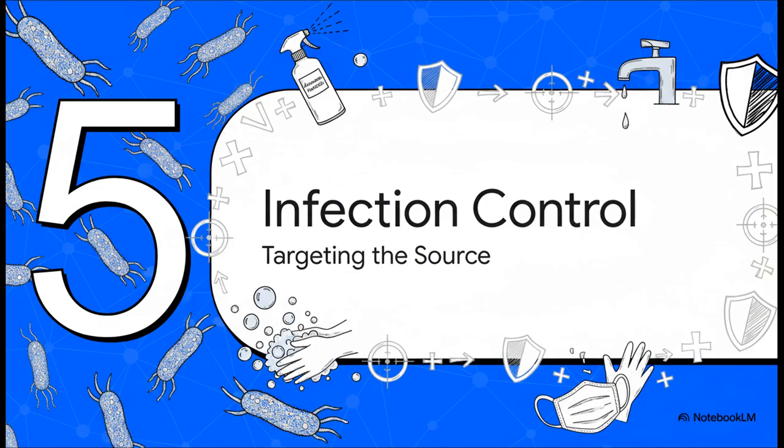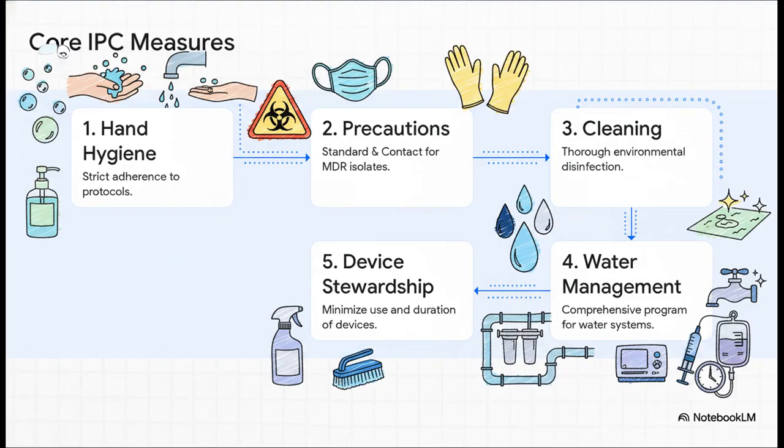Okay, so given all these treatment challenges, you can probably guess that prevention is absolutely critical. Let's look at the most effective ways to control its spread in the hospital. The strategy here has to be about more than just the basics. Of course, you need strict hand hygiene and contact precautions for multi-drug resistant isolates. But you also have to put a heavy focus on the environment. That means meticulous cleaning, smart device stewardship, and probably most important of all, a really comprehensive water management program.